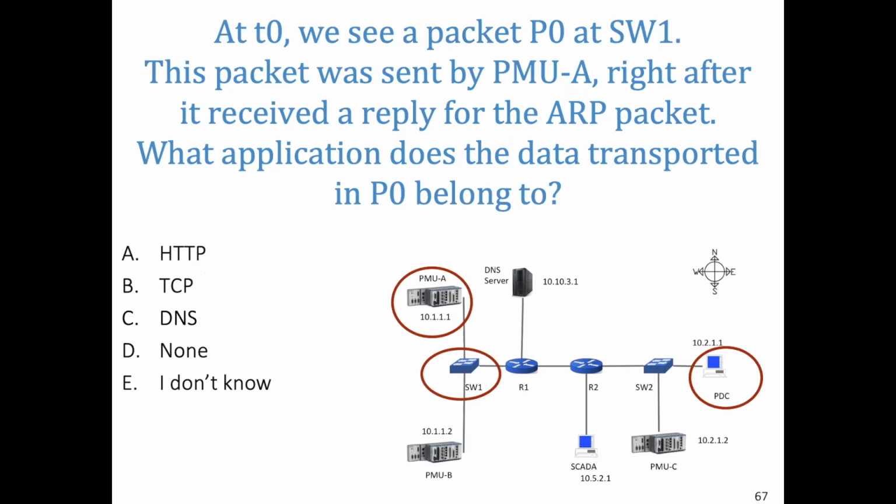Let's move on. We do the ARP request, we receive an ARP reply. And after that, we send another packet. Right after we receive this ARP reply, I'm asking, what is that packet? Is it HTTP, TCP, DNS, or none of the above?